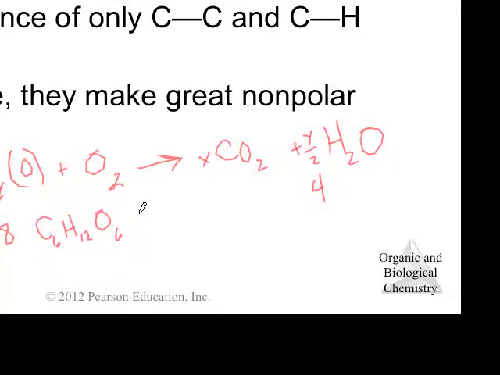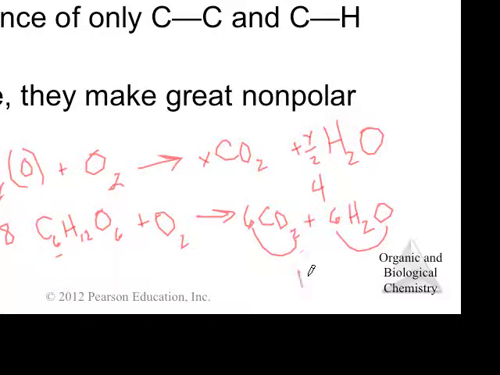C6H12O6 plus oxygen, then always save your oxygens for last, but the same kind of idea goes. 6 here, so 6 CO2s, 6 waters, and then your number of oxygens, 6 plus 12 is 18 on this side. I already have 6, so I need 12 more, so I will be putting a 6 here. All right, so that's basically your alkane reaction. If you were to take organic chemistry later, they'd talk about free radical reactions with alkanes, but we're just not going there because we're not going to do that much organic chemistry.